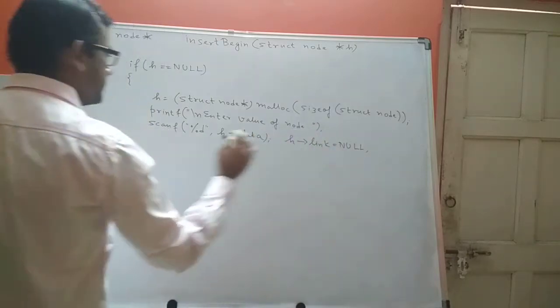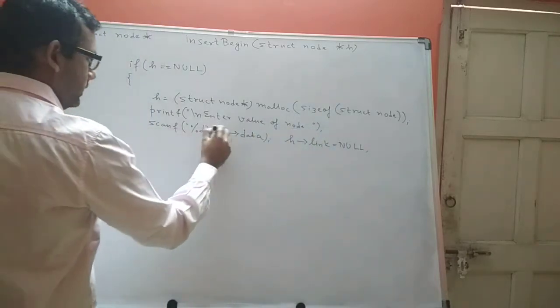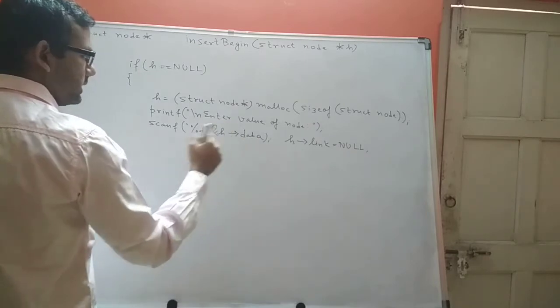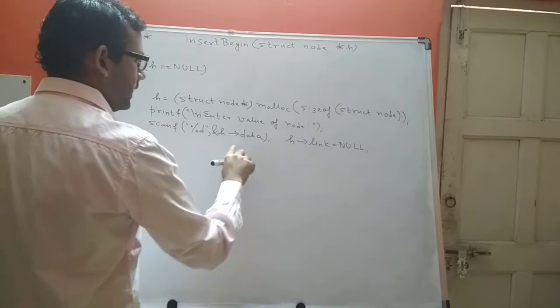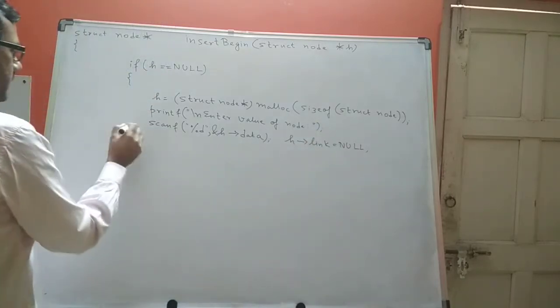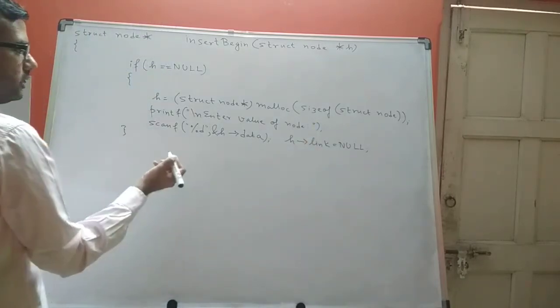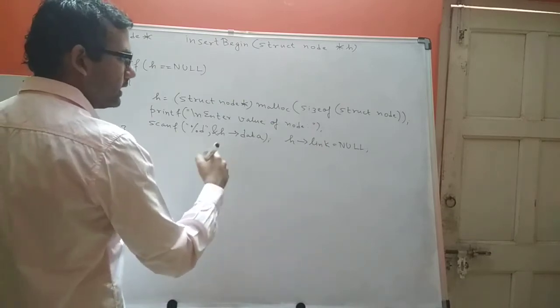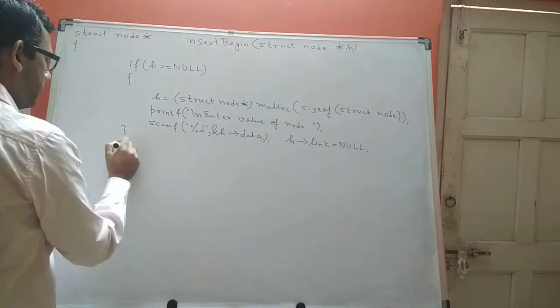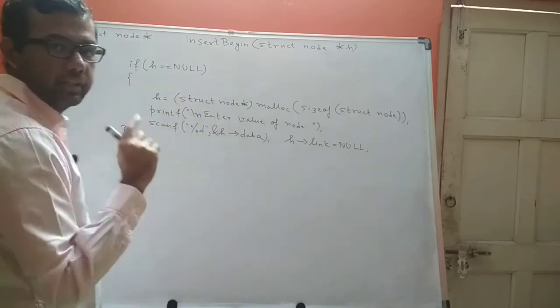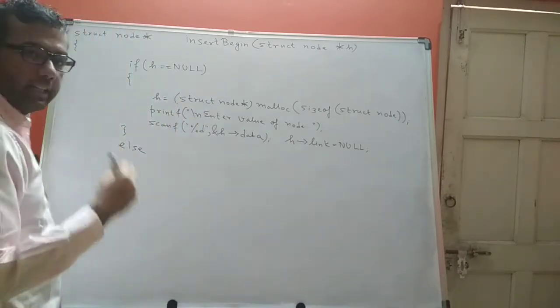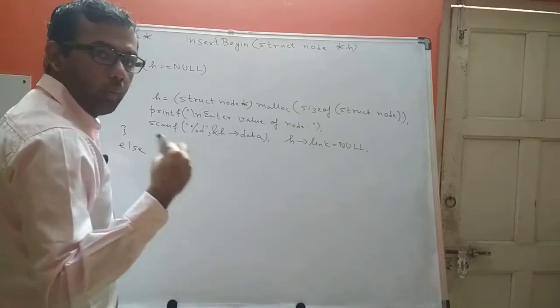Now our linked list is complete. Okay, I have missed an ampersand here, so it should be scanf. Yeah, that's better. So it's ampersand H arrow data, and this creates a node when the linked list is completely empty. Now what if H is not equal to null? What if this condition is not satisfied? If this condition is not satisfied, that means my linked list contains one or more nodes.